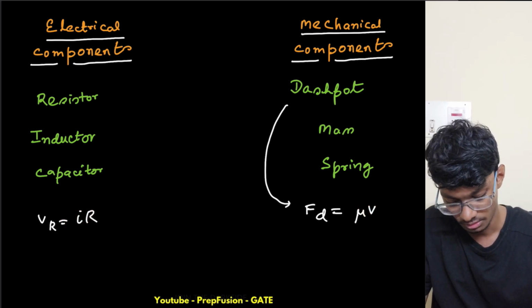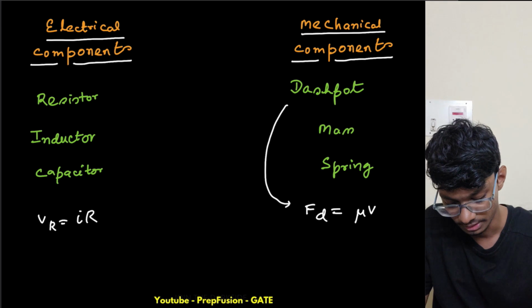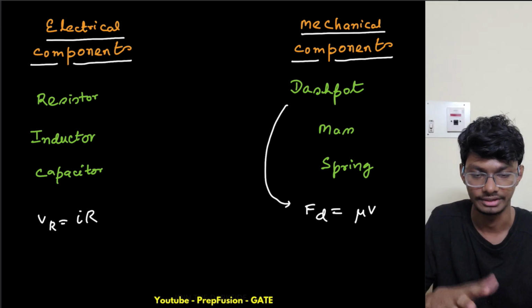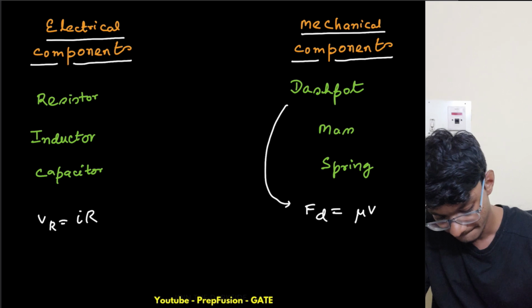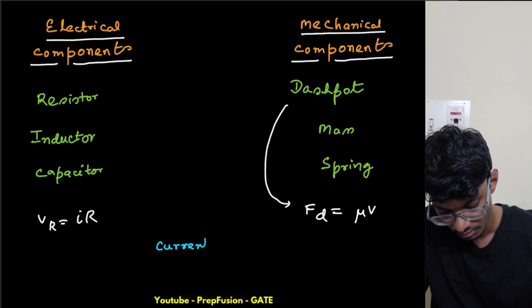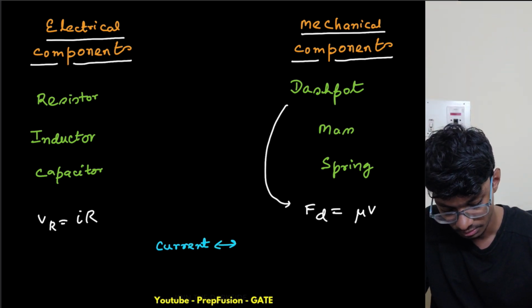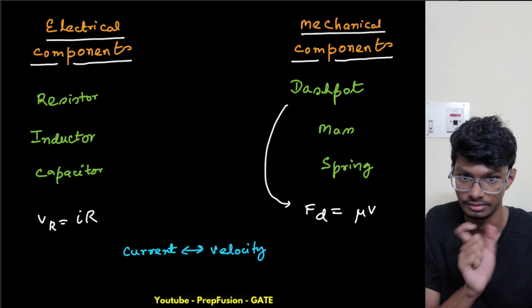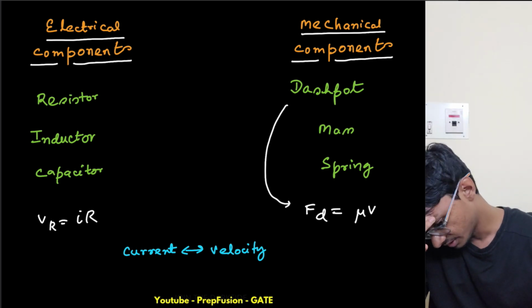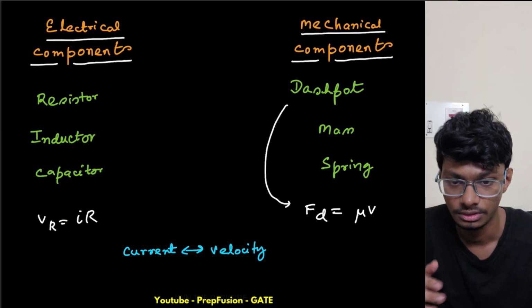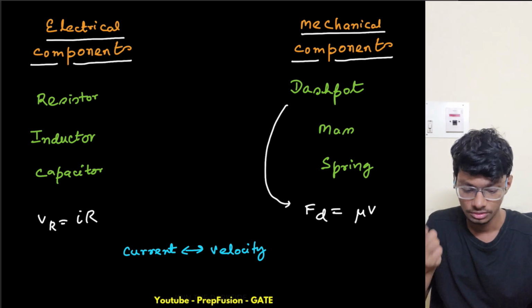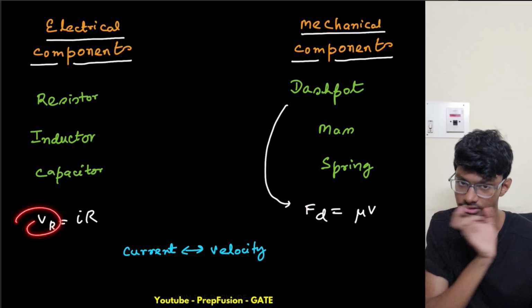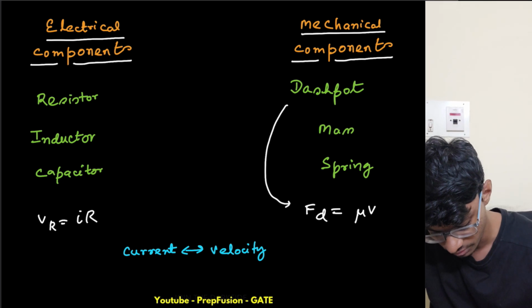I can write it like this: current and velocity are relatable. Now this VR is force. So here it is related to the force. Basically, VR is related to force. So voltage is related to force.